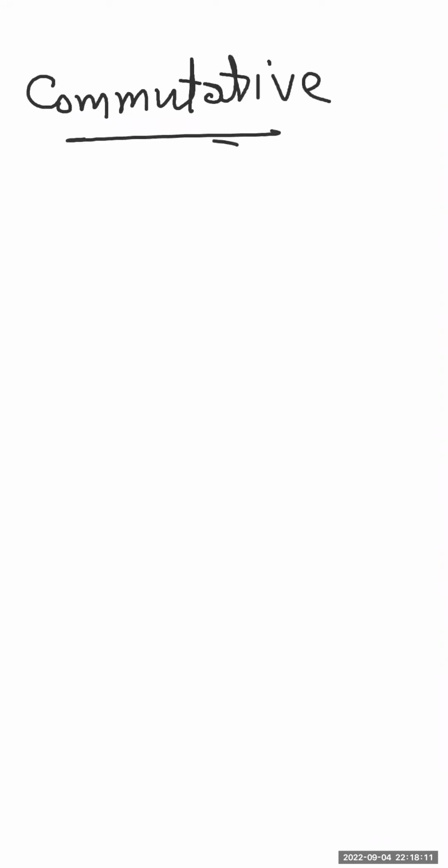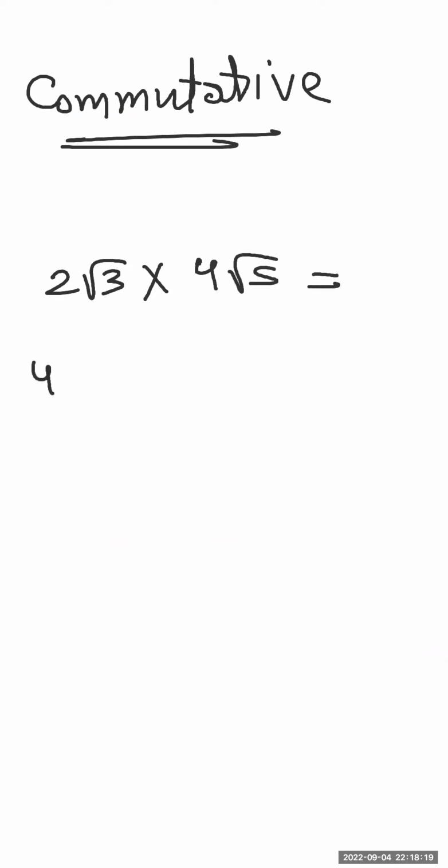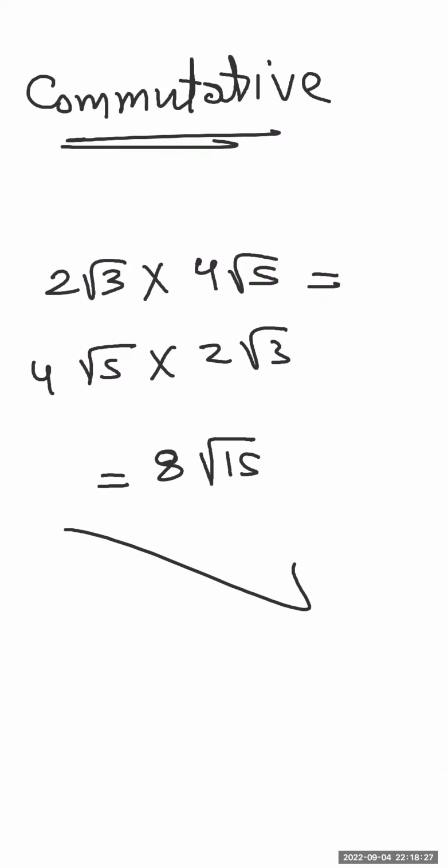2 square root of 3 times 4 square root of 5 actually equals 4 square root of 5 times the square root of 3. It's the same in the two cases, 8 square root of 15, right? Okay. What about the associative property?